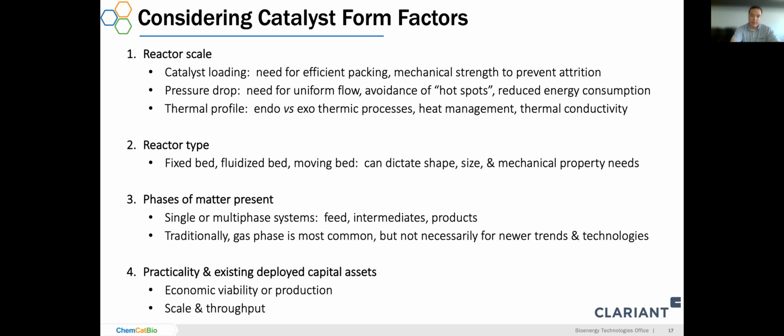Finally, there's a scale and throughput consideration. Bruce showed this pretty impressive picture of this massive FCC regenerator. That's a lot of catalyst. I think he said 1 million tons of catalyst a year, right? So you have to be able to make this stuff. We can't engineer the catalyst to such a complicated state that it's too slow to make and we can't keep up with the demand. So all these things need to be considered. I wouldn't say one's more important than the other, but it's all inclusive in order to figure out how we are going to engineer the catalyst and what we are going to make.